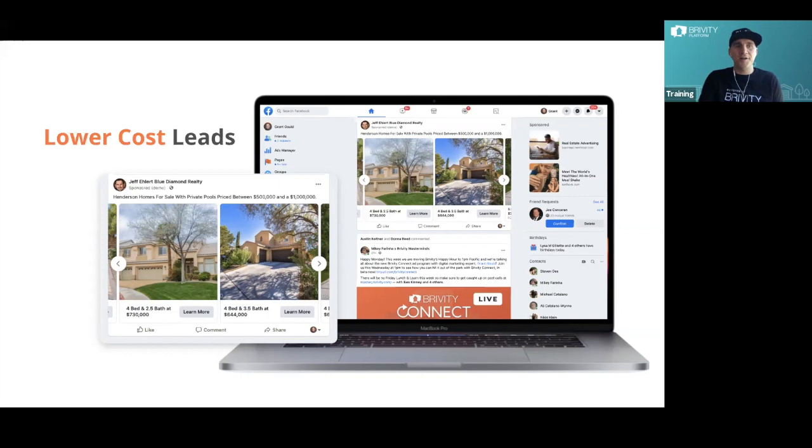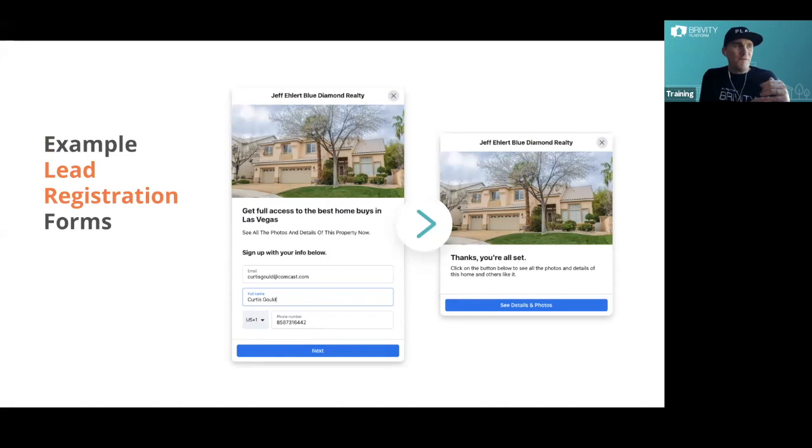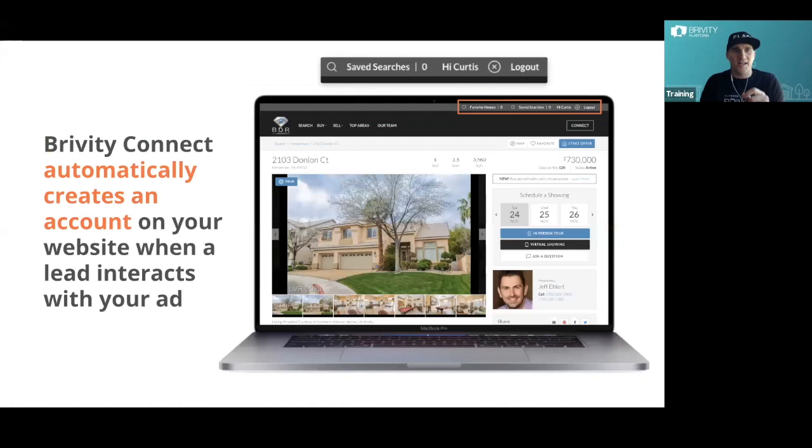And then the process here, we eliminate all the friction. We use Facebook forms. So it's really easy when they click learn more, their information's already filled out. And then that next click, they say, yep, that's me. We drop them over on your website logged in. And this is a really, really big deal.